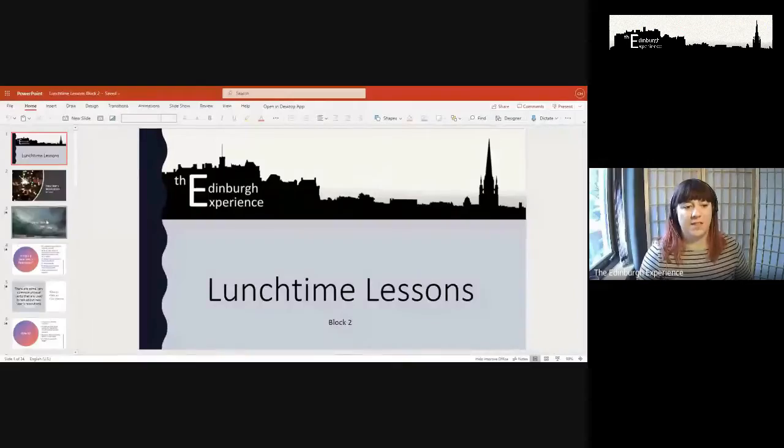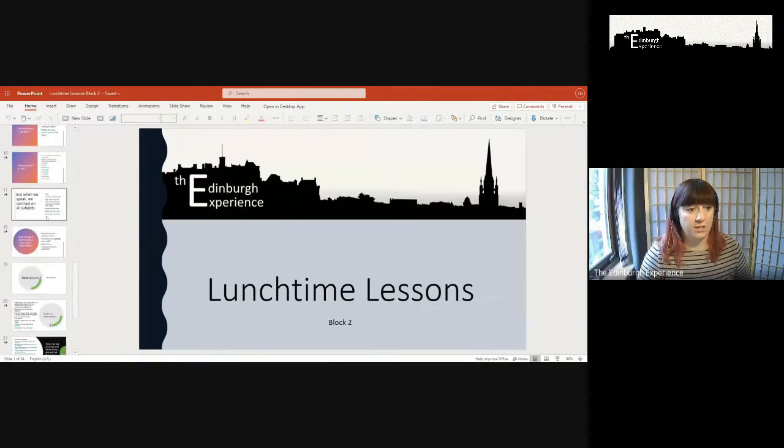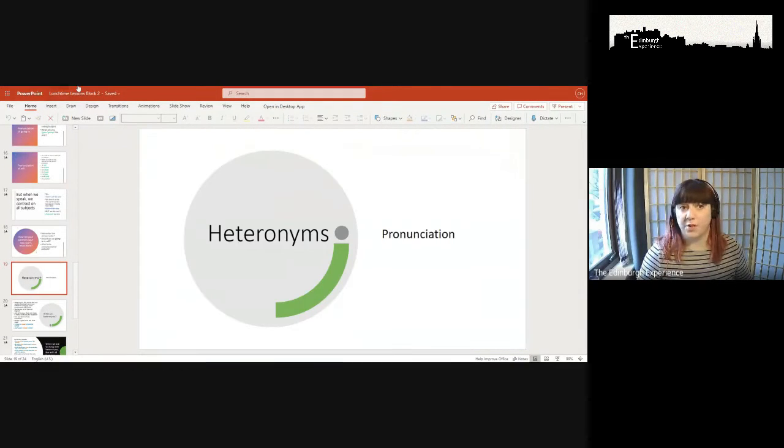We're doing a pronunciation focus today, and we're doing something called heteronyms. I don't know if you've ever heard of the word heteronym. It's usually not heard about by students, but it is something that can cause a lot of confusion for students. So even though you don't know that that's the official name, that's why we're going to have a look at that today.